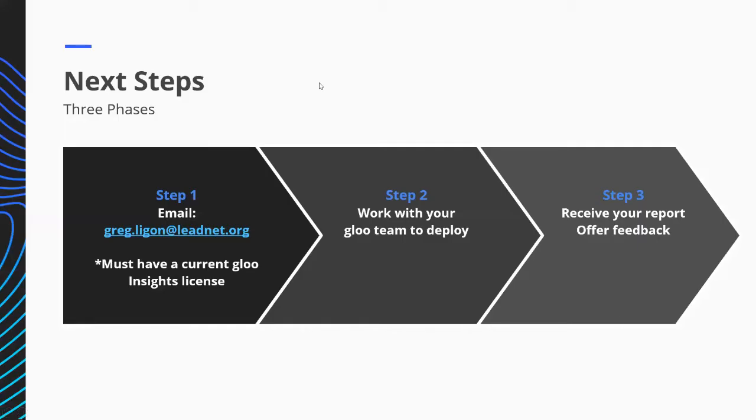Yeah, so this is what the process will look like. If you're interested in being one of the test churches, just shoot me an email. It's right here on the screen, greg.ligon@leadnet.org. You do have to have a current Glue Insights license to be a part of the test. Once you've indicated that you have interest, over the next 10 days we're going to be selecting the 3 churches that will be a part of the test. We are hoping to do this test over the next 45 to 60 days.